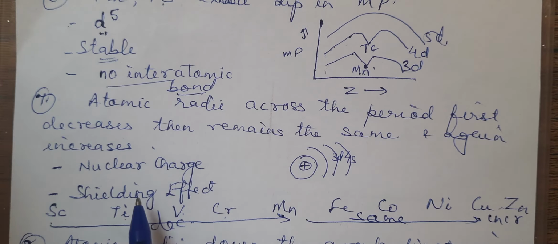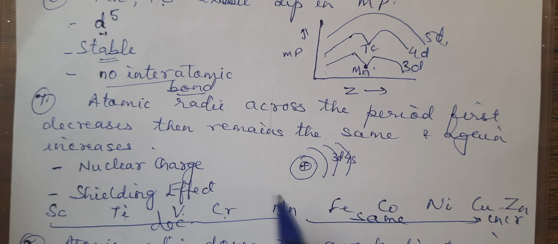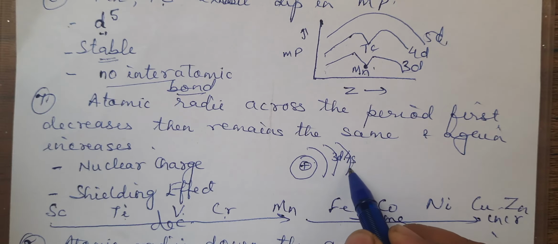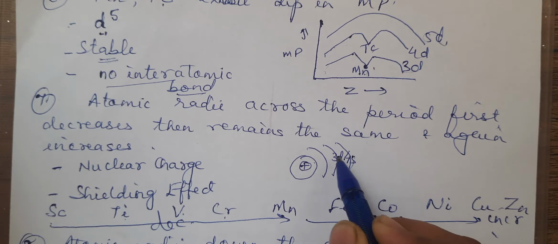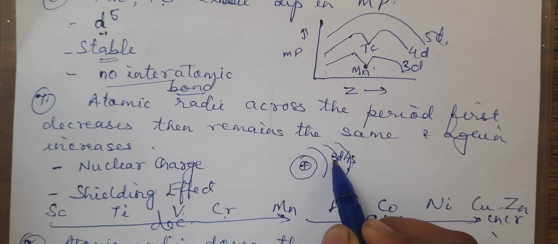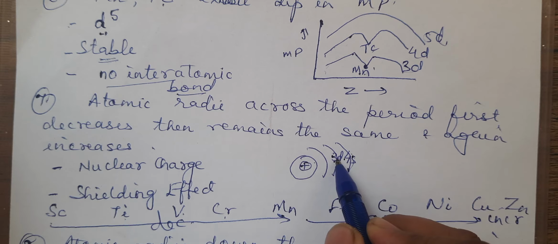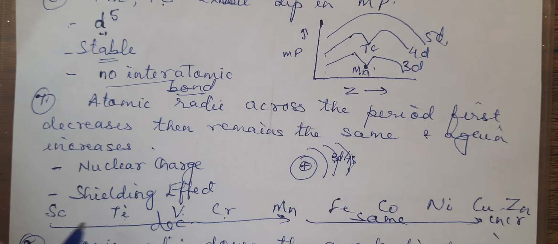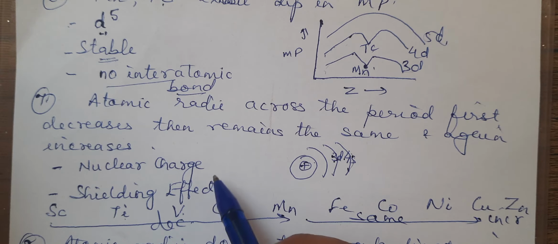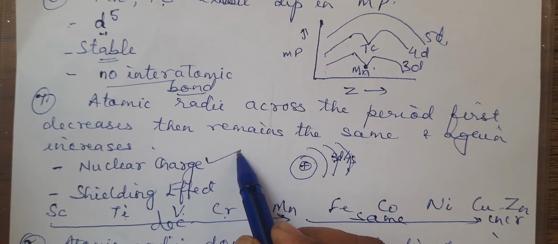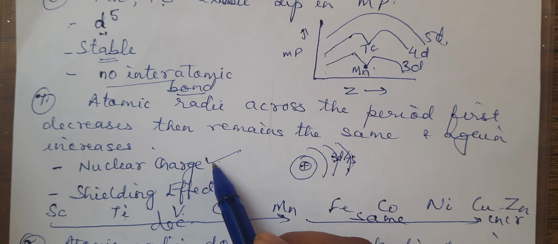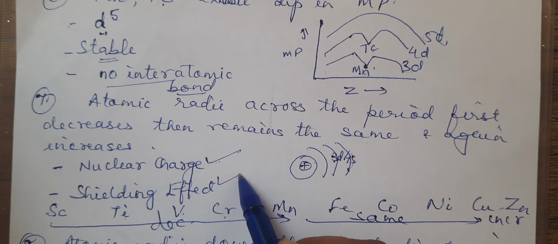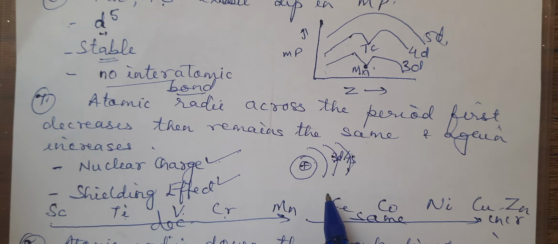Now first you will write that in d block elements, the last electron does not enter into the ultimate shell. It enters into the penultimate shell. The penultimate shell is the inner one, the second last shell. So when electrons are added across the period, there are two things which are increasing. Number one, nuclear charge. With one electron, one nuclear charge is increasing. Shielding effect is also increasing. So there are two factors which account for the size.